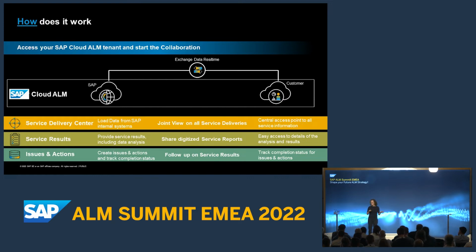The second application that we have both on the internal side and the external side is the Service Result application. That's where you can access the information about what was the outcome of the services. And then, last but not least, the actionable items via the issues and actions, both on the internal side and then for customers to follow up on the external, so on the customer Cloud ALM side.